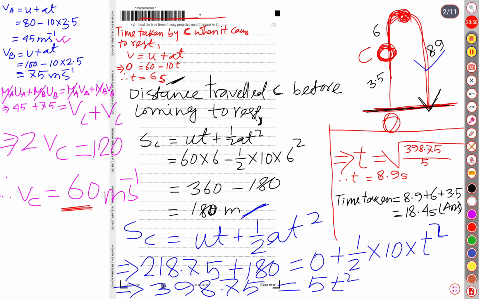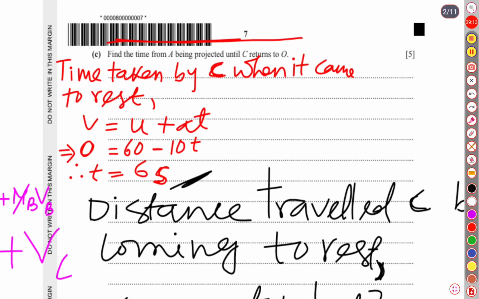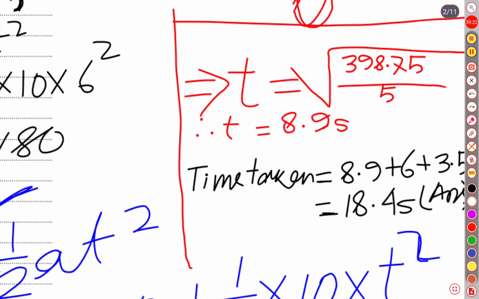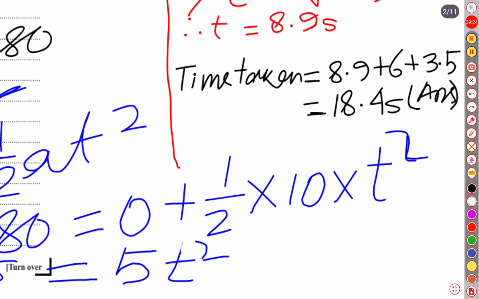So first of all, what did we do? They have told us to find the total time taken until C returns to O. Find the time from A being projected until C returns to O. That means from the beginning till the end of the coming down of particle C, the whole time instant should be found.